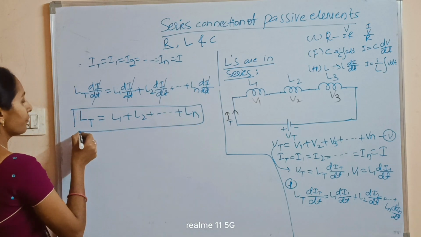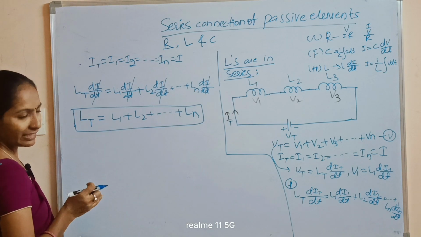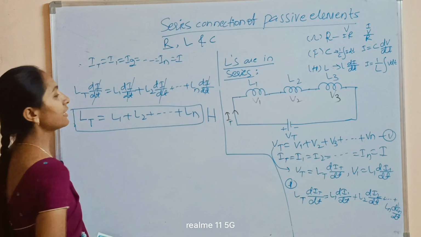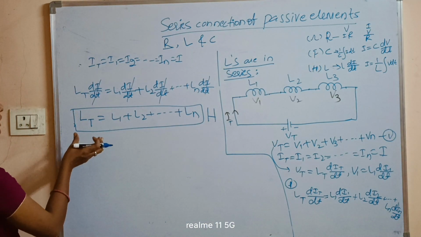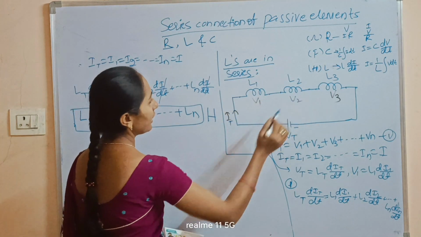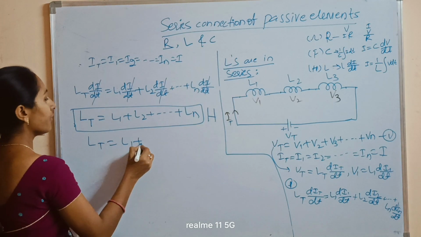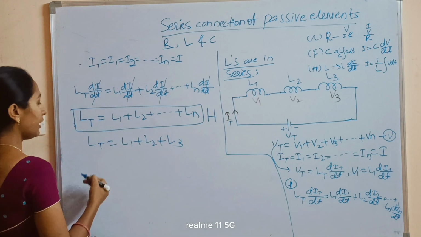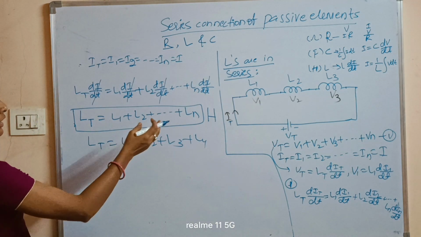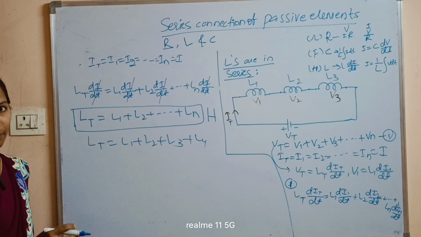So in a series connection, if inductors are connected in series, the total inductance is equals to L1 plus L2 plus so on Ln. What is the unit of inductance? Henry. Okay, so this is the series connection inductance. Suppose here I am considering three inductors in series. What is the equivalent inductance? L total equals to L1 plus L2 plus L3. If 4 are there, consider L4. Like that we can consider each element connected in series. So here inductors are completed.